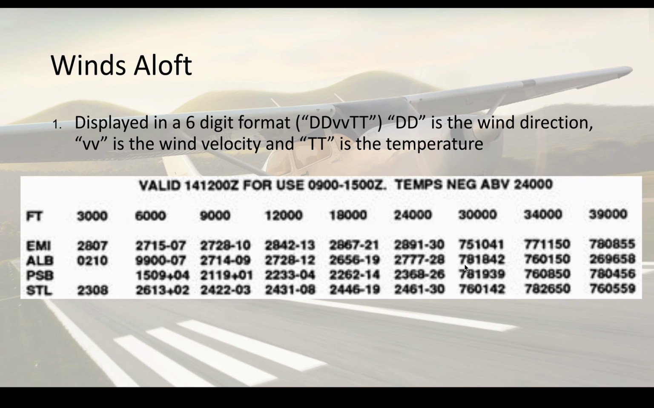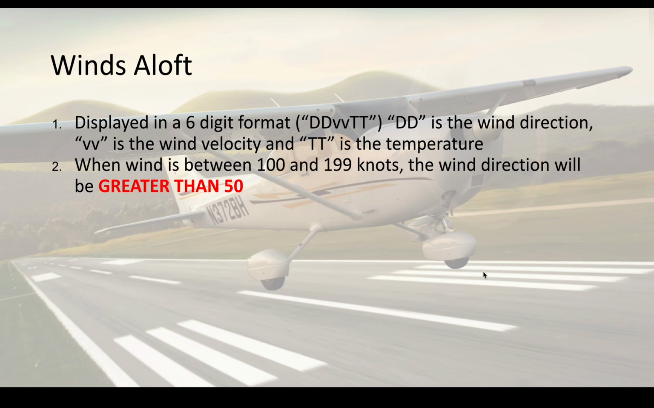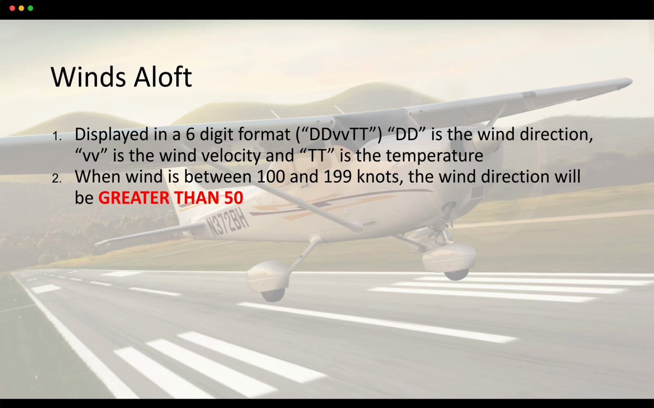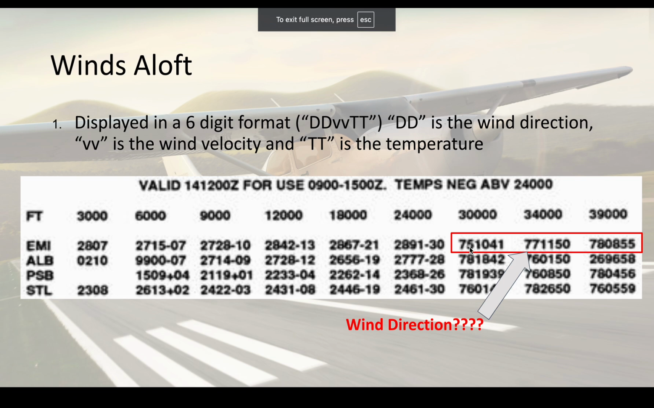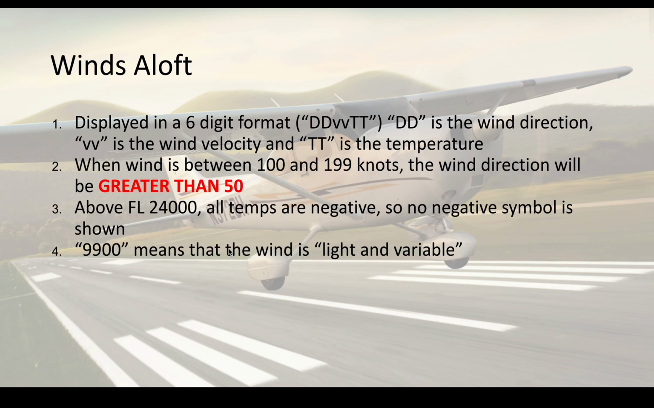Now, sometimes you get weird ones. Like you can't point to a compass and tell me where 780 degrees is. So you get some weird ones when you get up to these higher altitudes. Let's talk about that for a second. When the wind is between 100 and 199 knots, the wind direction will be greater than 50. So all you do is subtract 50 from that 77. We'll go back and look at this one right here. 75 minus 50 is 25, so the direction is 250, and then you add 100 to the wind, so the wind's 110 knots.